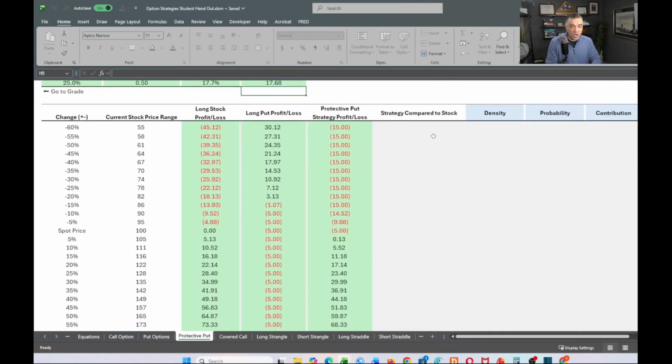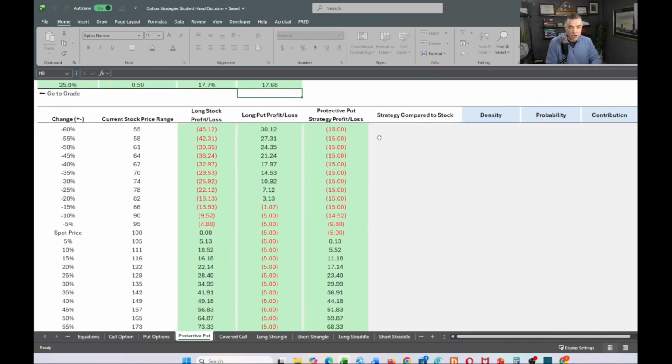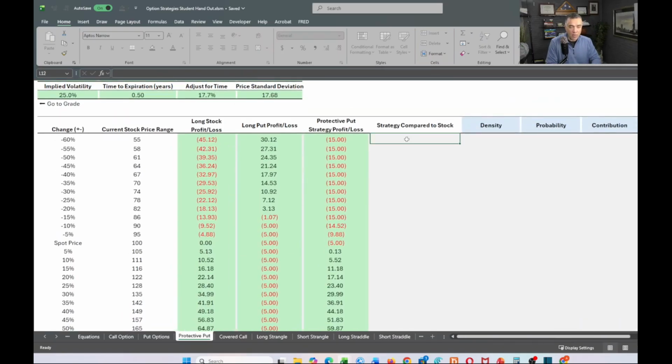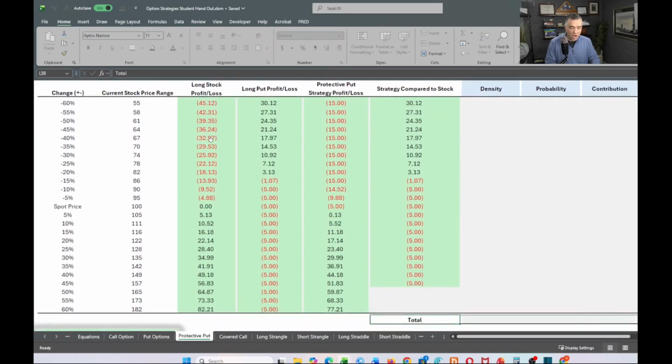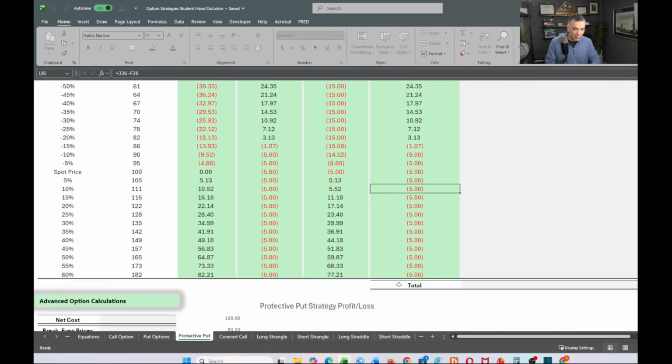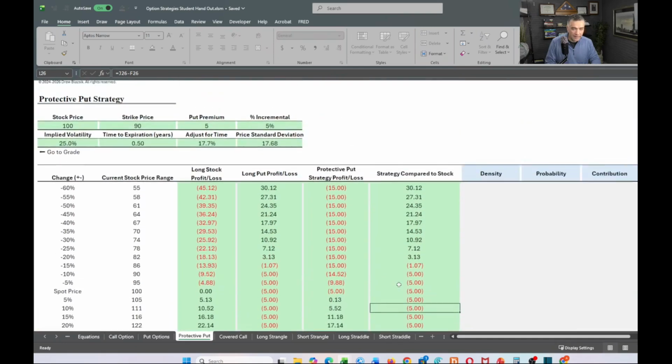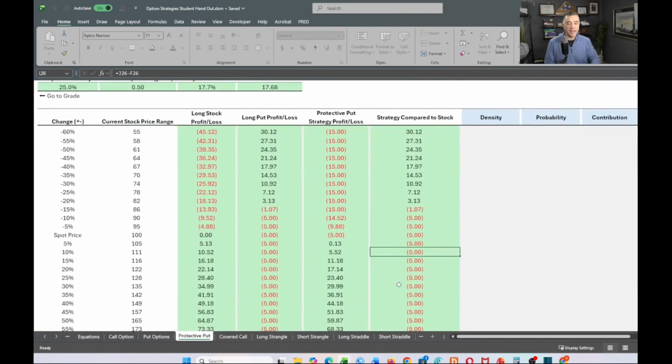All right, oh yeah, I forgot to do the strategy. So I want to compare the strategy to just buying the stock, so I just want to find the difference. This is going to show us how much better off we are. Well, I'm going to show you. So if I drag it down, it didn't get rid of my border. I lied. The whole time I could have been dragging it down. I apologize.